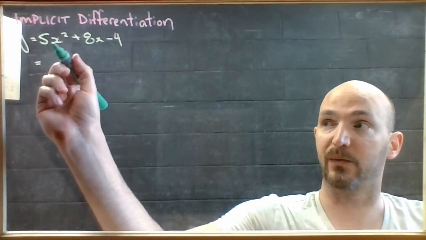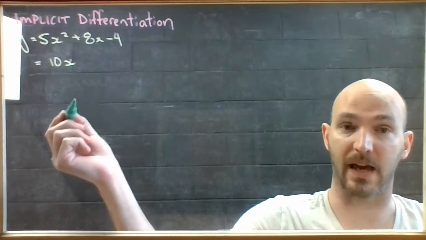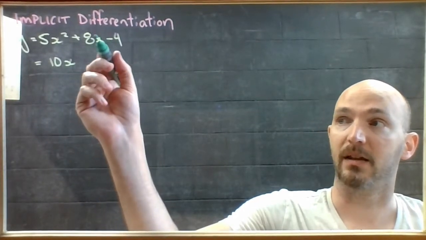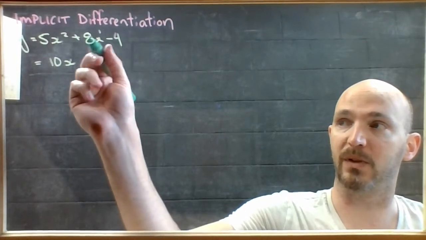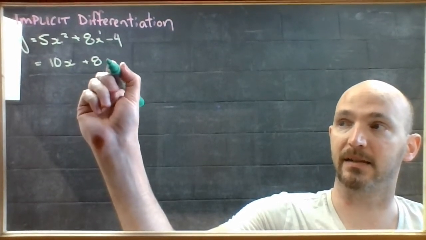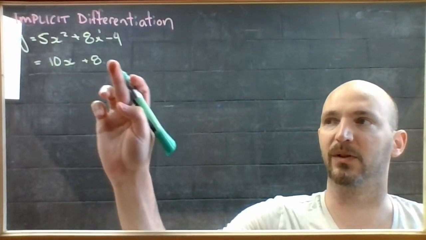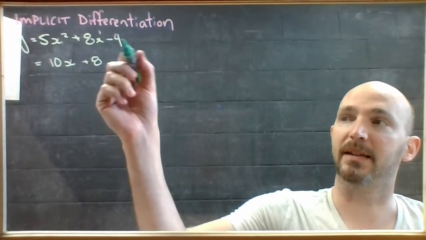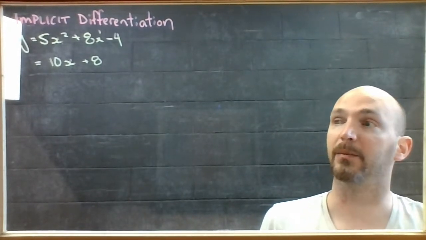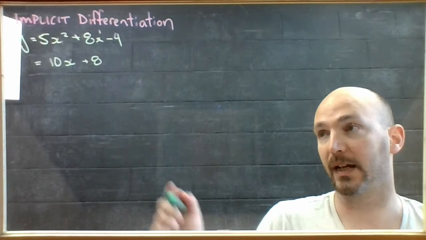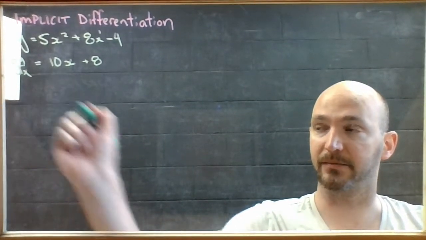Bring the 2 down in front. 2 times 5 is 10. Reduce the exponent by 1. You get x to the 1. This is secretly an x to the 1, so bring the 1 down in front. 1 times 8 is 8, and this becomes x to the 0, but x to the 0 I don't really need to record anymore. And the negative 4 drops away, so I don't have anything left there. And what we've been calling that derivative is dy by dx.